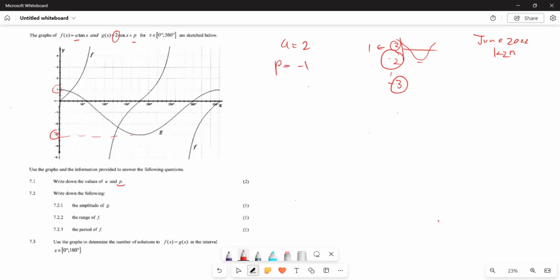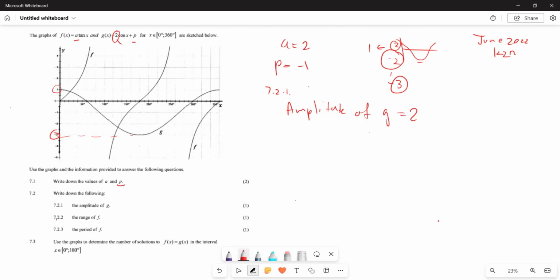Hopefully this makes sense. Now let's look at 7.2.1. What is it that we are going to do there? They want us to write down the amplitude of the graph of g. I was already discussing the amplitude. Remember the amplitude, it is this. So the amplitude of the graph of g is going to be 2.